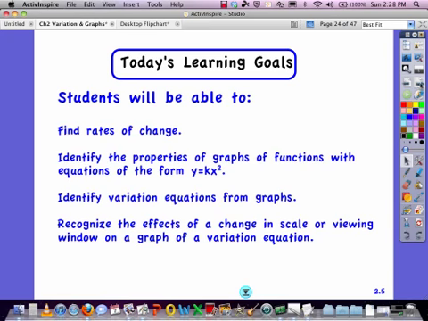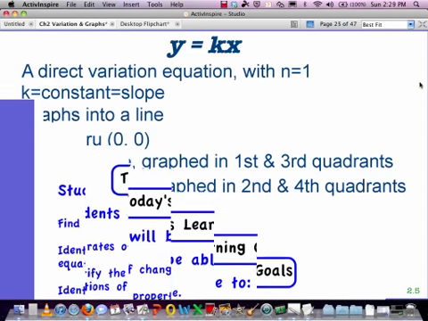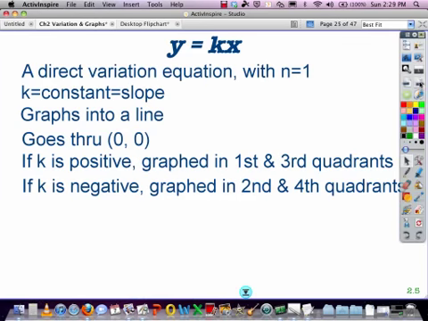So before we begin actually talking about the new ones, I want to review with this list some of the characteristics of y equals kx. We know it's a direct variation equation because it fits this general equation y equals kx to the n. In this situation, though, we know n is 1. We found it to be a lot like y equals mx plus b. K was actually the constant, which we know was the same as the m value or slope.